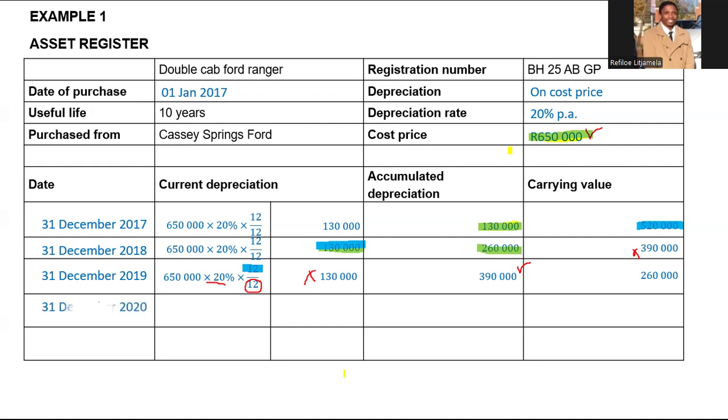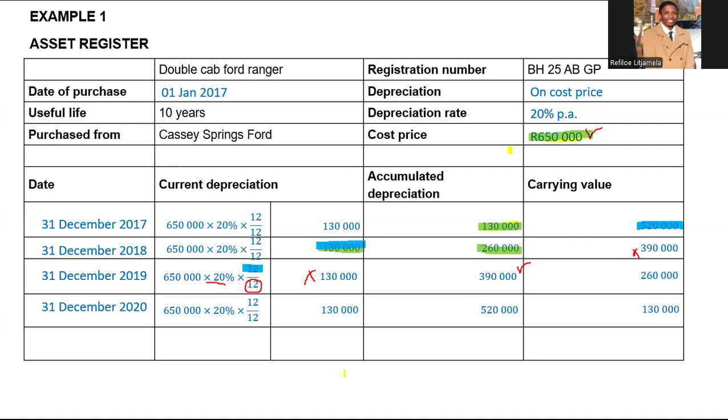For 2020, to calculate depreciation, you will still take the 650. Because we're using the cost method, depreciation will always be recorded or calculated on the cost price of that asset, which is the 650. Take the 650, times it by 20%, times it by 12 over 12. It'll give you depreciation of 130. Accumulated depreciation will be 130 plus 390, which will give you 520. 650 minus 520 will give you 130.